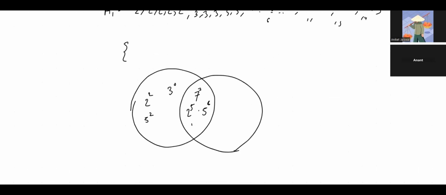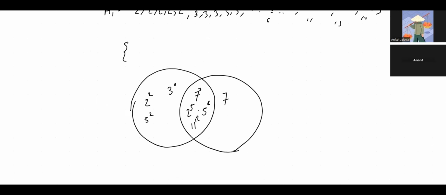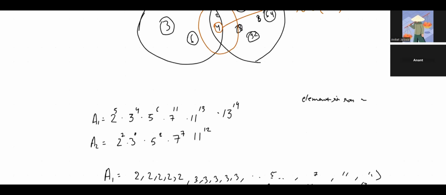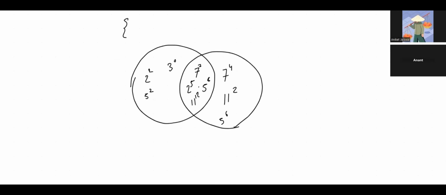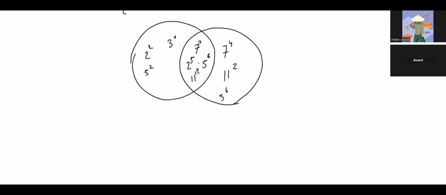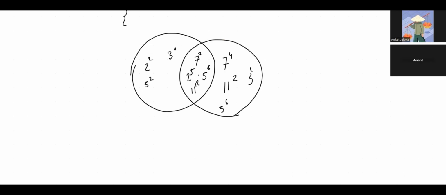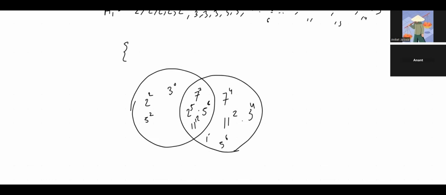Nice. Now it is 7 power 4. Just give me a minute or so. 11 power 2, 5 power 6, and 3 power 4, and 13 power 14. Now, can you see what I have done?